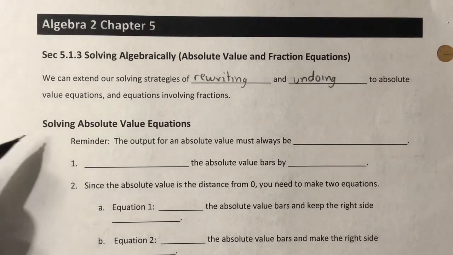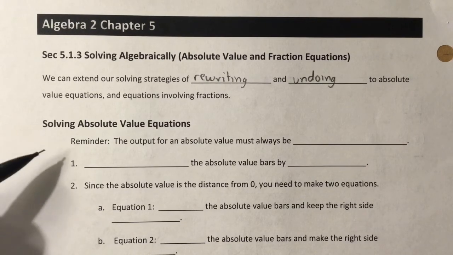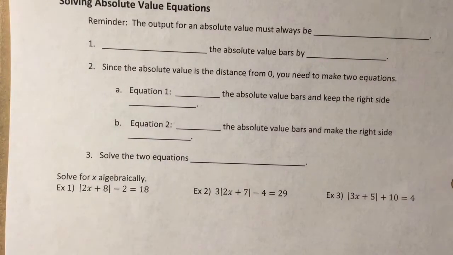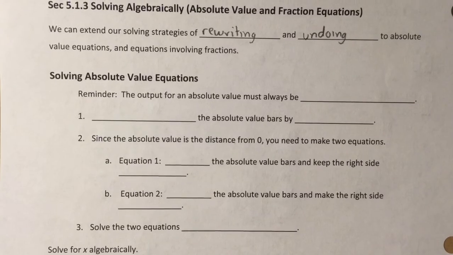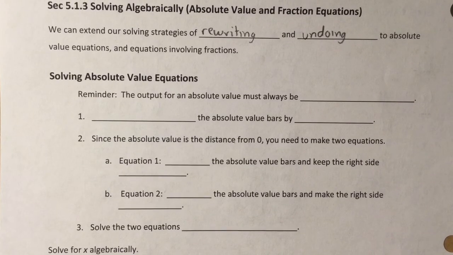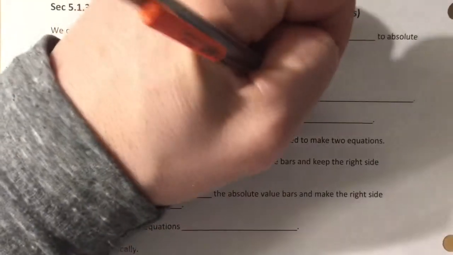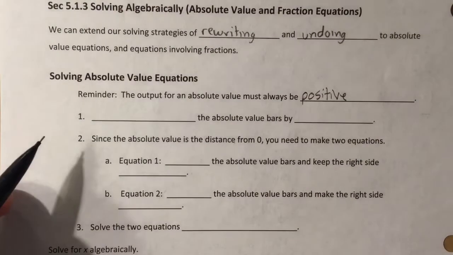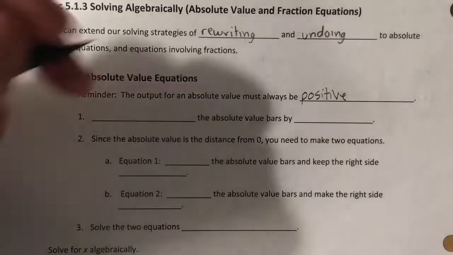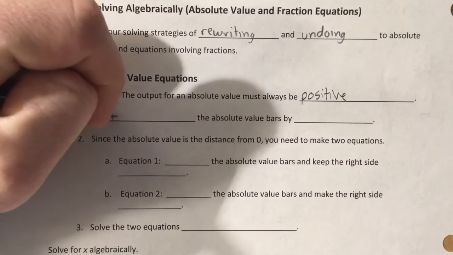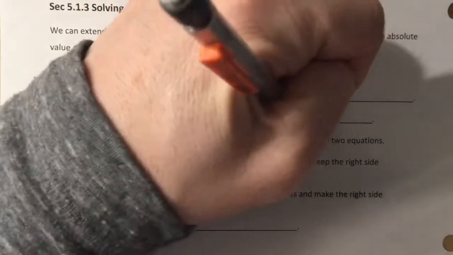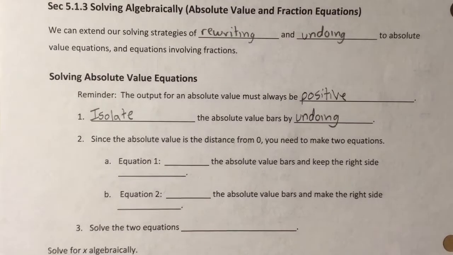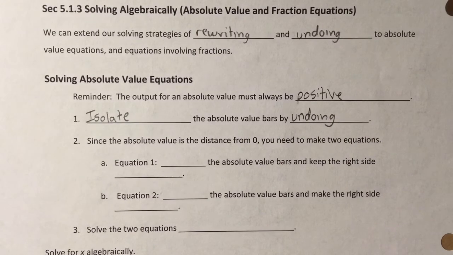So this is how you solve absolute value equations. Remember, absolute values are those vertical bars. It's very similar to our other strategies. Reminder, the output for an absolute value must always be positive. Step one is you want to isolate the absolute value bars by undoing, using that undoing strategy just to get those absolute value bars alone.